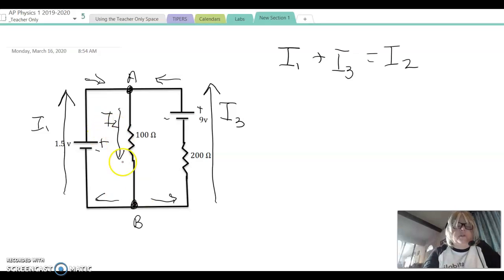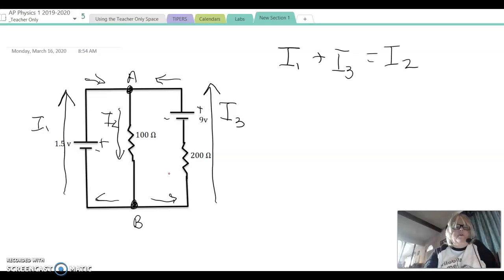We've got loop 1, which is this intersection involving current 1 and current 2. We've got this intersection involving current 2 and current 3. And we've got a big outer loop as well. Now, experience is going to tell you which loops to pick, but for now it doesn't really matter, and we only need to pick 2 of them.